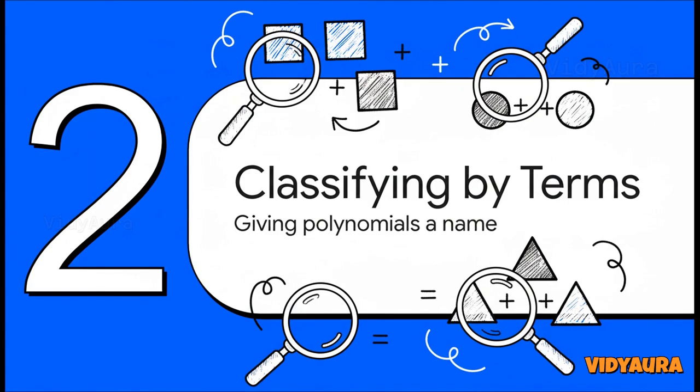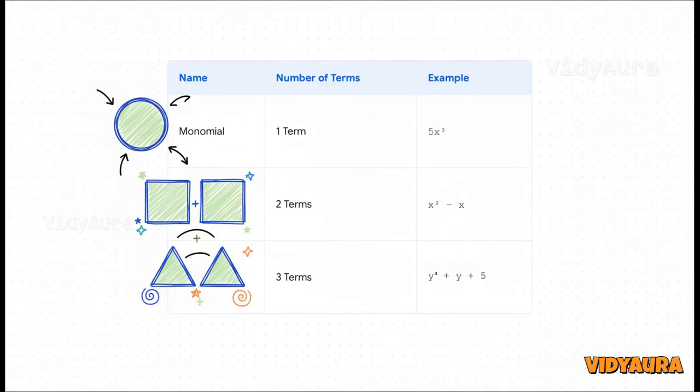All right, now that we know what a polynomial is, let's figure out how we classify them. You can think of it like giving each polynomial a name based on its features. The first and easiest way is just by counting how many terms it has. This table lays it out nice and clear. If a polynomial has just one term, like 5x cubed, we call it a monomial. Makes sense? Mono means 1. If it has 2 terms like x squared minus x, we call it a binomial, because bi means 2. And you guessed it, if it has 3 terms like y to the 4th plus y plus 5, it's a trinomial, since tri means 3. Mono, bi, tri. 1, 2, 3.